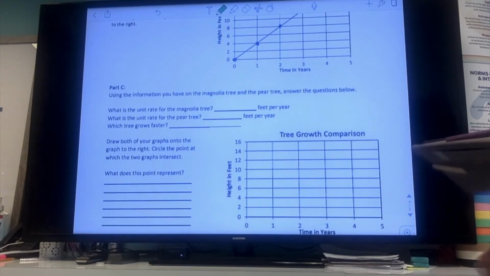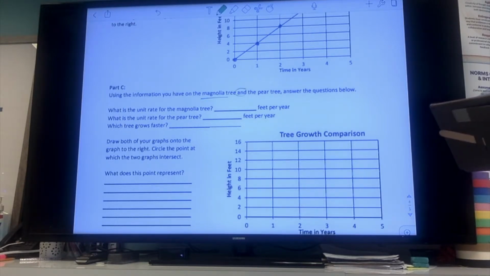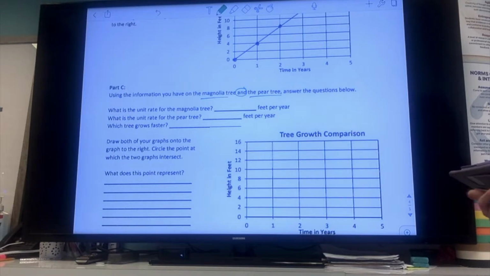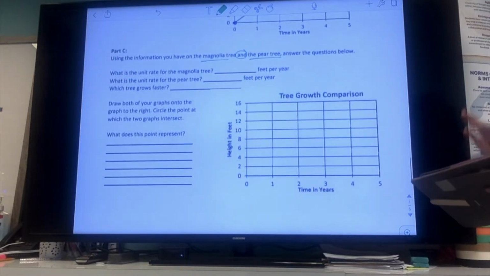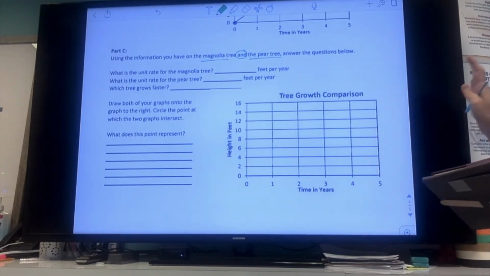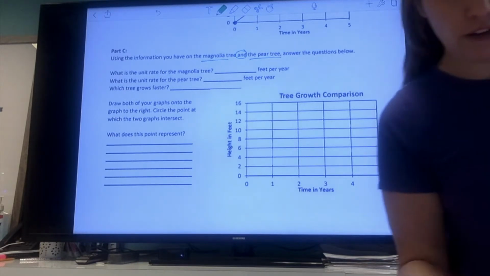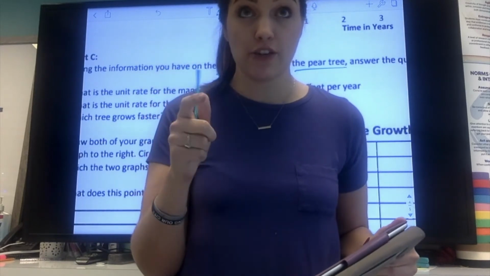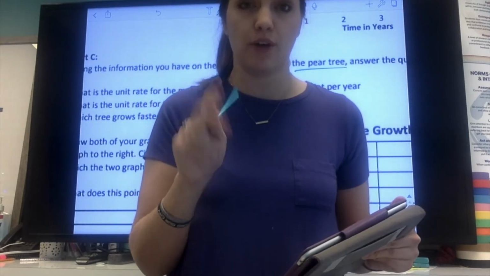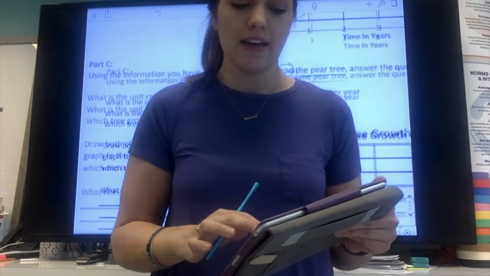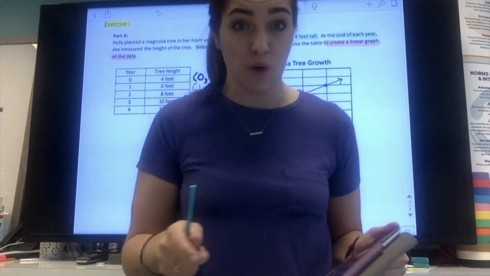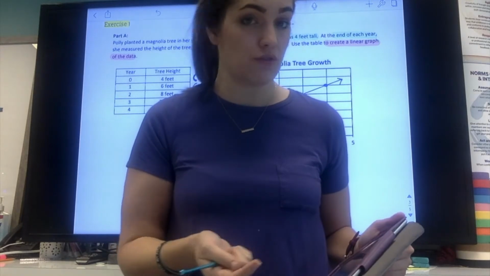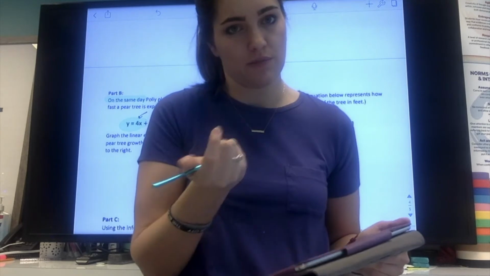Part C. Using the information you have on the magnolia tree and the pear tree, answer the questions below. I want you to pause the video and go ahead and answer these questions either by yourself or with somebody. Take 2 minutes. Before I show you these answers, I want to make sure that you knew how to get the rate from the graph, distance over time. And actually, for the magnolia tree, if you wanted to, you could pull 2 points and use the slope formula as well. And then we already discussed in part B because it's part of the equation.